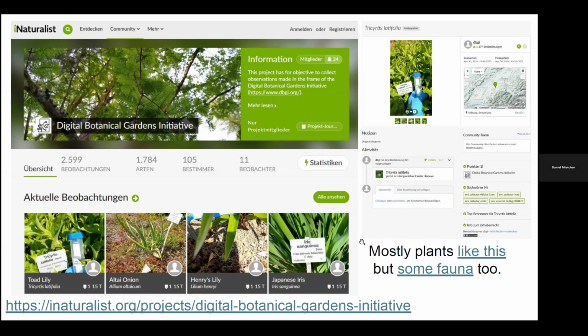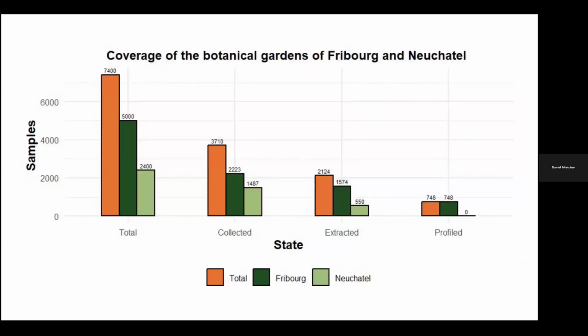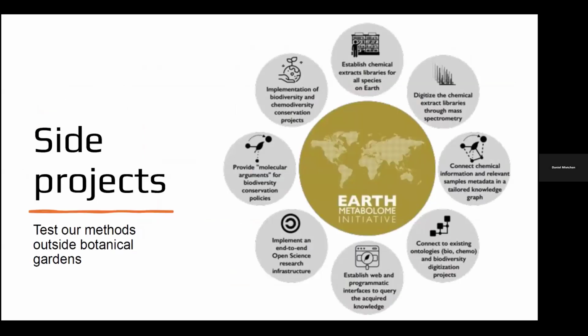And for the Earth Metabolome Initiative, we do think broadly, but we start out with the botanical gardens. In terms of coverage, the focus right now is mostly on Swiss botanical gardens, and here are the two main ones that we're working with, Fribourg and Neuchâtel. The total number of samples is several thousand, and they're in different stages of the process, and all of this keeps growing and developing.